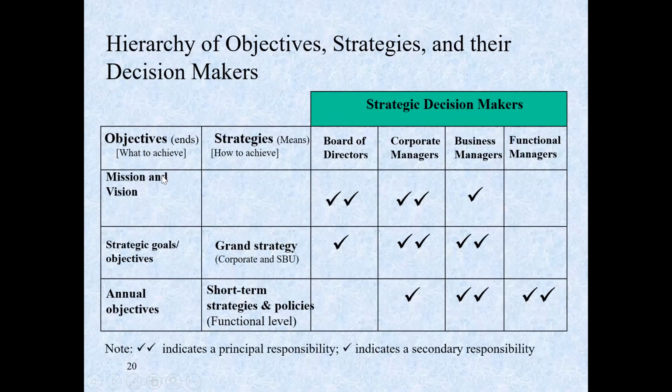While developing mission and vision, the board of directors, corporate managers, and business managers are responsible, and mostly the BOD and corporate managers are more responsible. While defining strategic goals, objectives, and achieving the targeting grand strategy, mostly corporate managers and business managers are responsible, in line with the board of directors. For annual objectives, targets, and short-term strategies and policies at the functional level, functional managers and business managers are majorly responsible, in line with corporate managers.